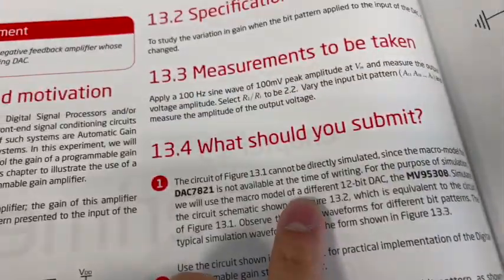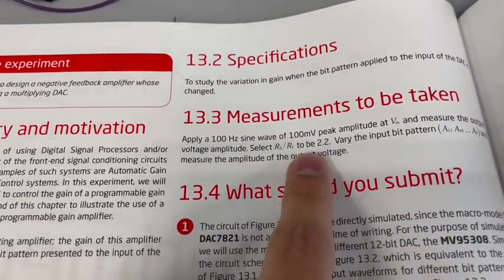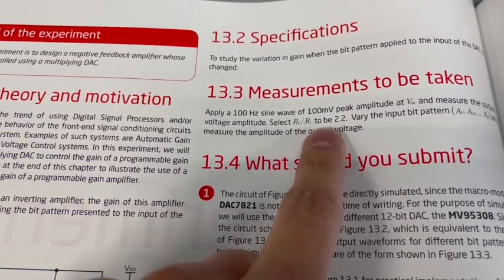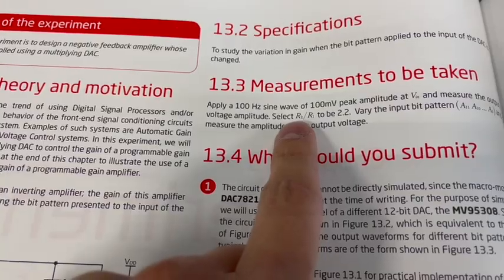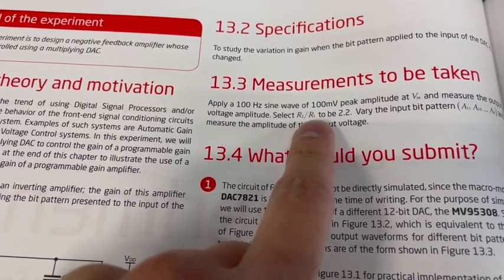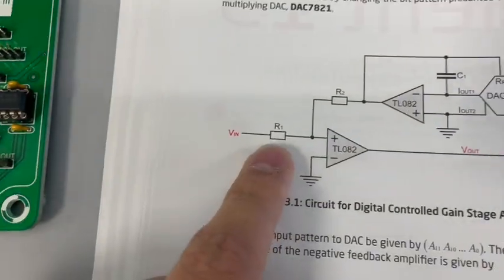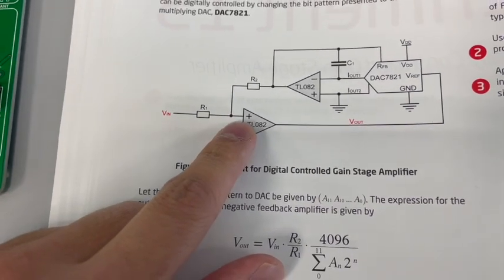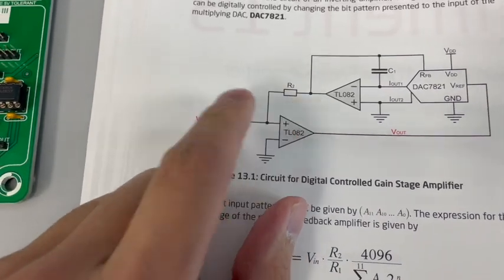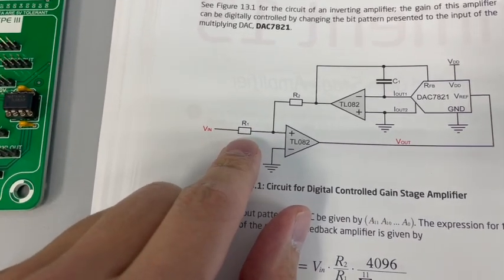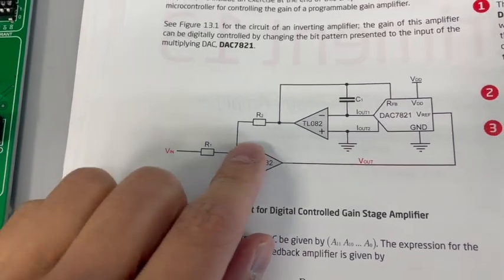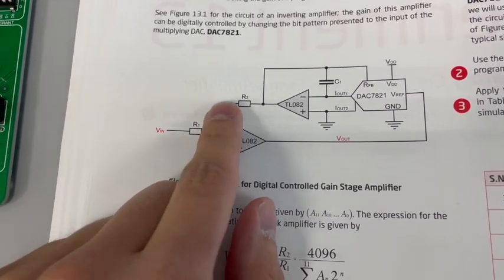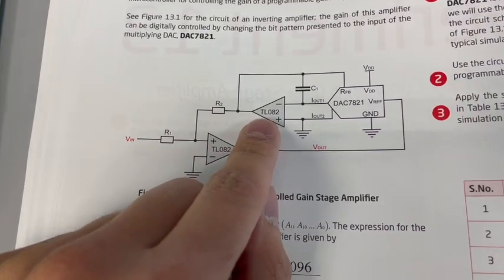It says it should be around 2.2, so the nearest we can get with the resistors is R2 2K and R1 1K. So use R1 as 1K and R2 as 2K. Connect the non-inverting input to the 1K resistor, and from here you're going to have the input. Then connect the feedback resistor R2, 2K, to the output of the second op-amp.